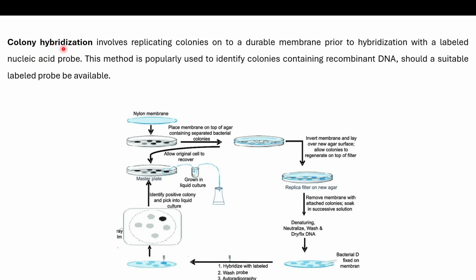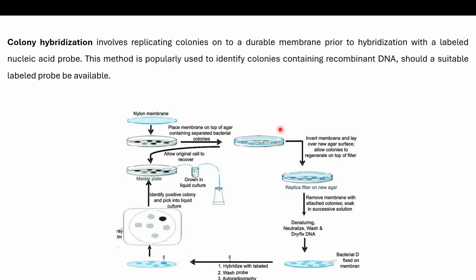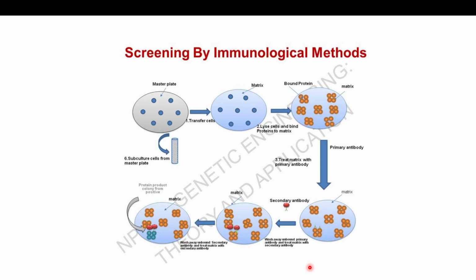This was colony hybridization. Next is screening by immunological methods. Same thing. What we are doing here, there's a master plate. There we were transferring it onto a membrane. Here we have to transfer it onto a matrix. Cells are lysed and proteins are bound to the matrix. Here everything was lysed and only DNA was bound to the membrane. Here proteins are bound to the matrix.